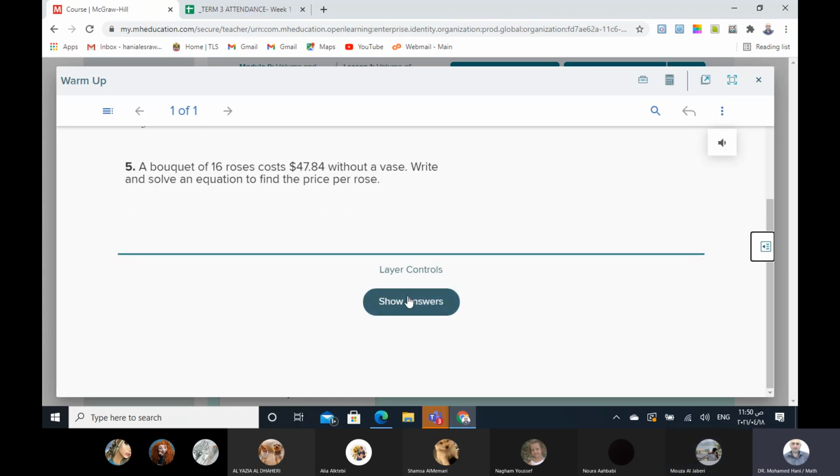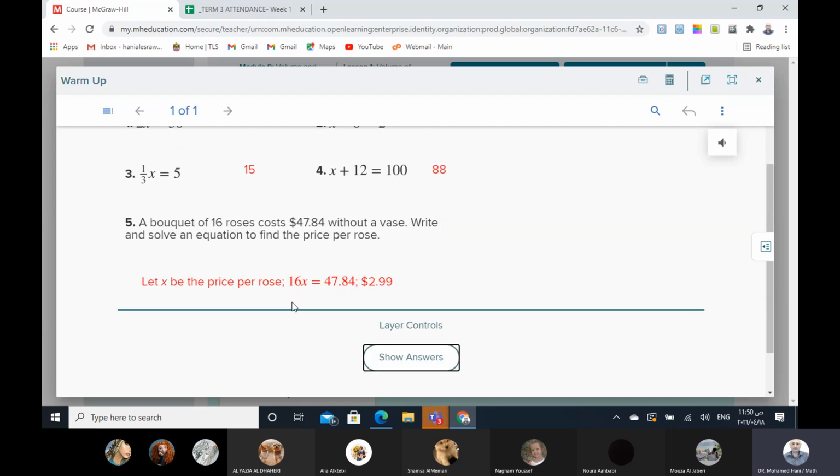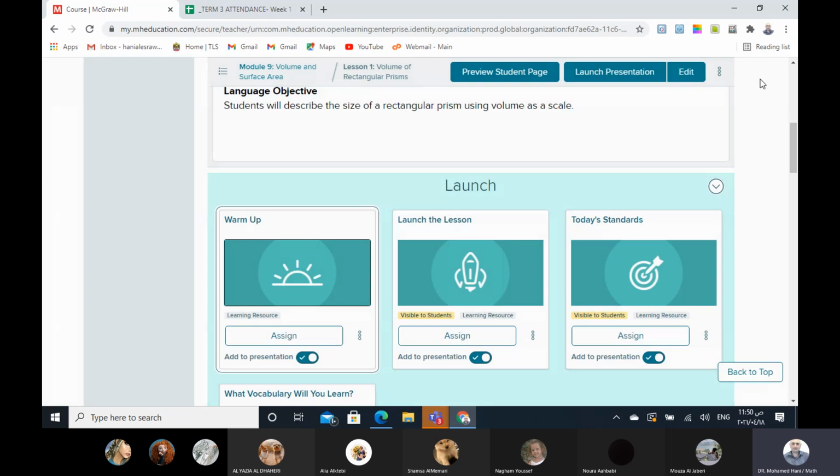2.99. Okay, check with me the answers. Great for all. Here 18, here 8, here 15, and here 88. And here the equation, 16x equals 47.84. When you want to solve this equation, divide 47.84 by 16, and the answer will be 2.99. Okay, great for all.